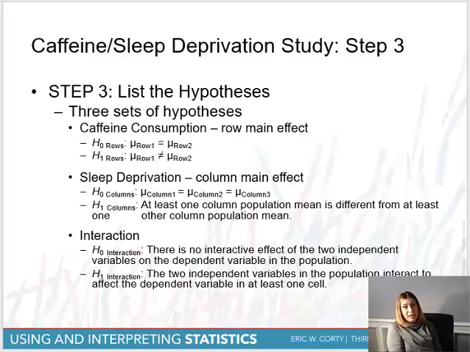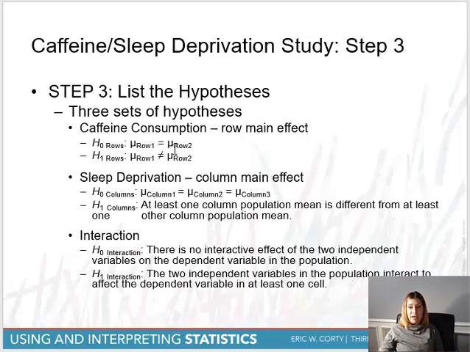Now this is new because in the past we've just had to list a null and an alternative. But remember, if we're doing a 2-factor ANOVA like we're doing here, we're really testing 3 hypotheses in one: the impact of both of our main effects as well as the impact of our interaction. So yeah, we have to do a null and an alternative, but we have to do that for both of our main effects and our interaction. So we have 3 sets of hypotheses.